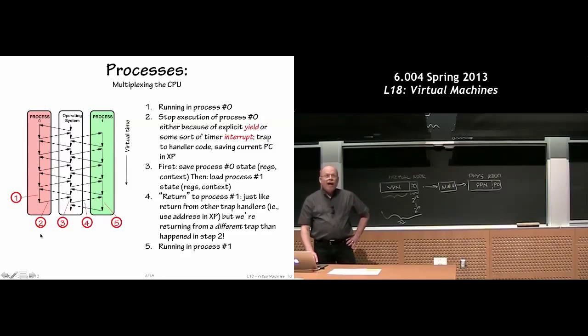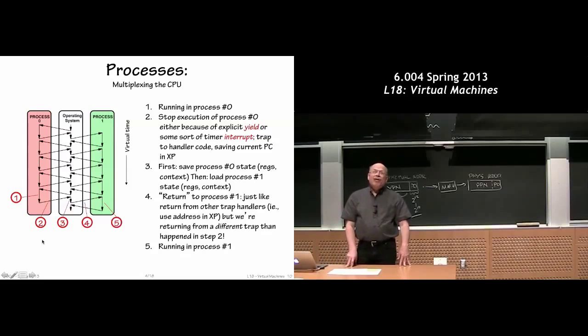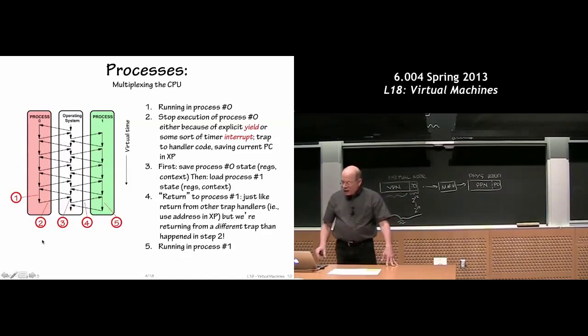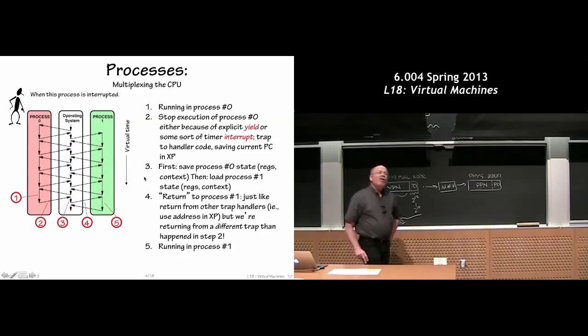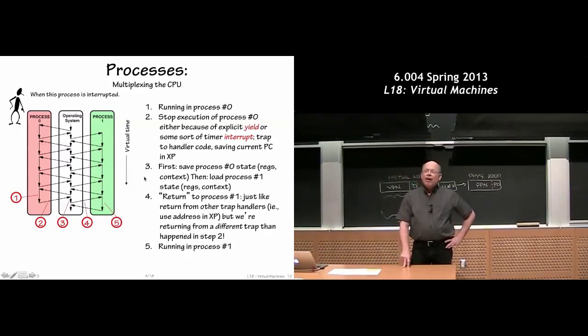And the process may not know about it at all. It just says, I want to do an add. And you say, stop right there. I'm going to transfer control to the operating system. In step 2, I'm going to transfer control to the operating system. And in step 3, what I'm going to do is start saving away all that state information. So I'm going to take the physical registers that were being used by process 0, and I'm going to start copying them into a kernel data structure.